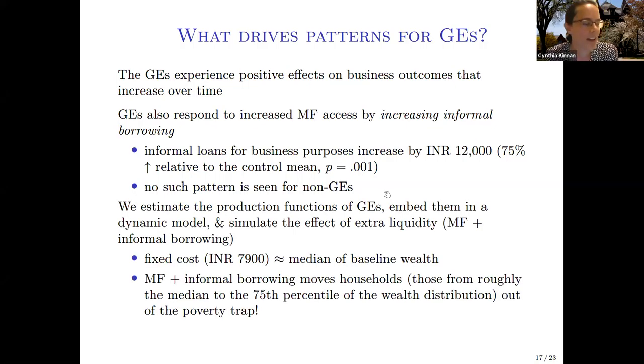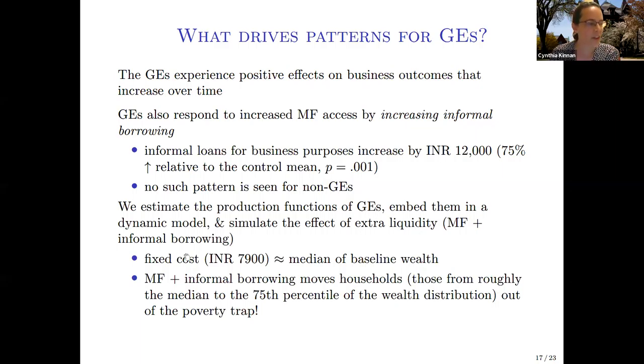Okay, I won't have time to tell you about this, but we take these different ingredients, the responses of investment and profits, as well as the increases in formal and informal borrowing, and put them into a structural estimation to estimate the production functions of the gung-ho entrepreneurs. We put those in a dynamic model and see whether the model can reconcile the empirical effects that we see.